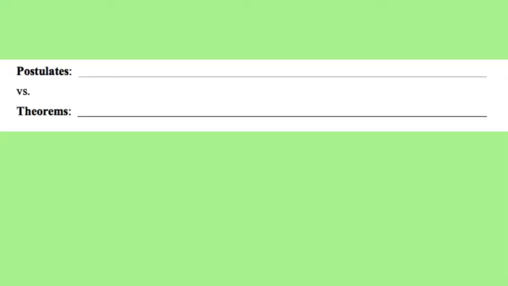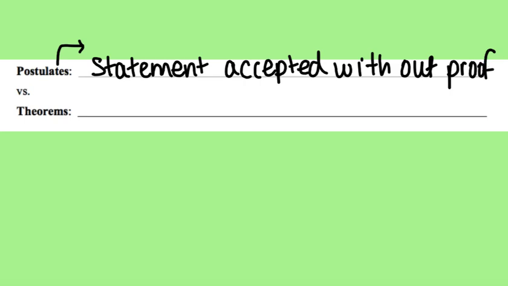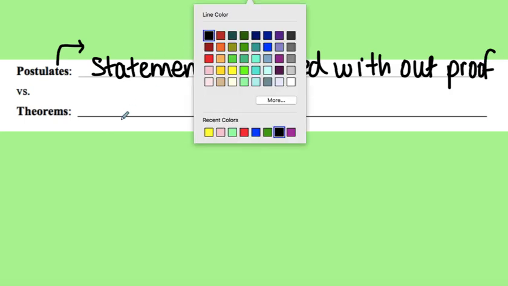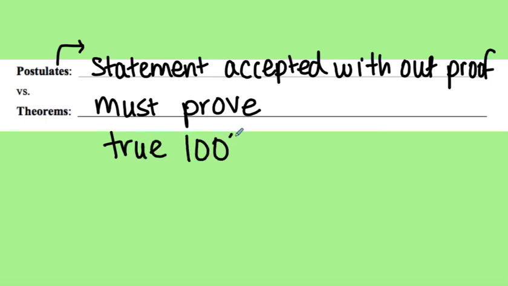Last thing I want us to talk about is postulates versus theorems. I am going to discuss this in class, but a postulate is a statement accepted without proof. We've already done some postulates, the segment addition postulate, okay? And theorems are conjectures that we must prove. They have to be true 100% of the time, okay? And we're going to discuss that tomorrow in class.